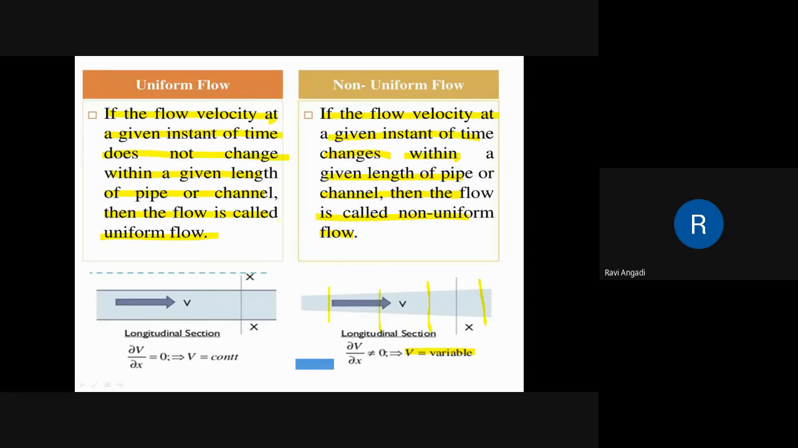Again, in a non-uniform flow, we have two types of flow, that is, rapidly varied flow and gradually varied flow. Rapidly varied flow will take place in a shorter length, and gradually varied flow will take place over a longer length or longer distance. For example, the flow behind the dam is a gradually varied flow, and the flow over the dam and at the toe of the dam will be rapidly varied flow.